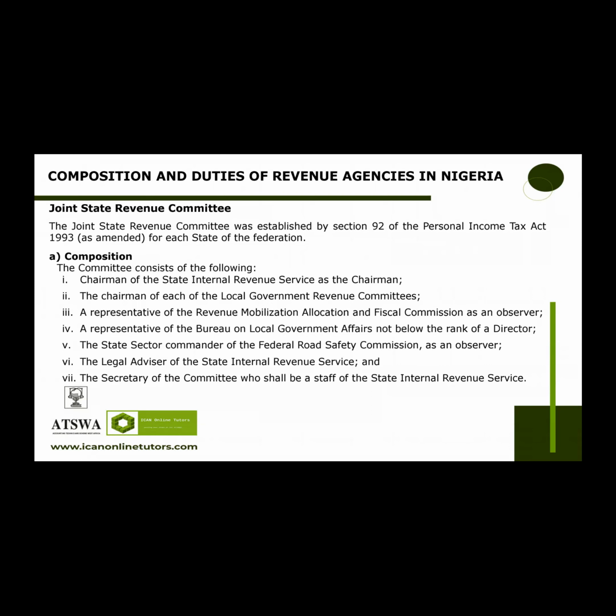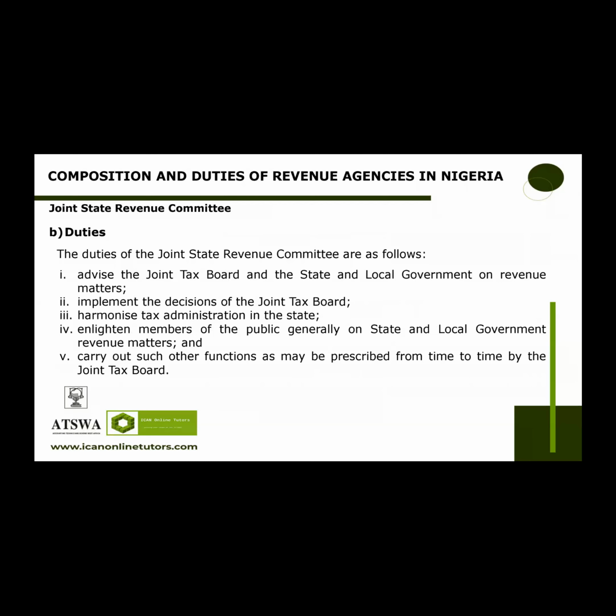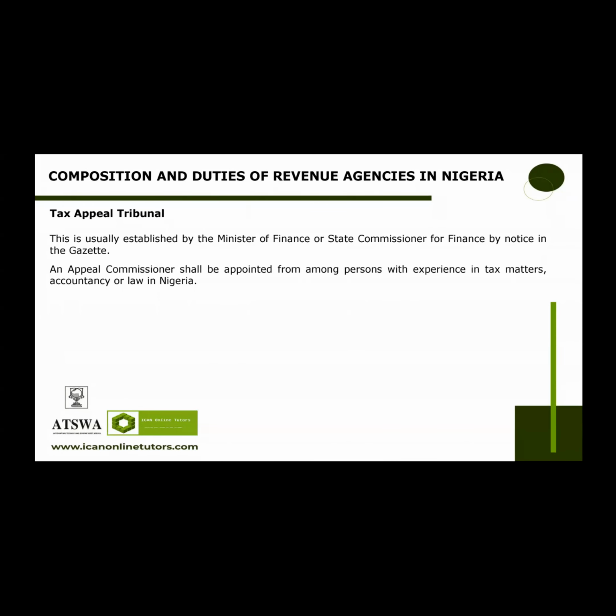Okay. Their duties include to advise the Joint Tax Board and state and local governments on revenue matters, implement the decisions of the Joint Tax Board, harmonize tax administration in the states, enlighten members of the public generally on state and local government revenue matters, and carry out such other functions as may be prescribed from time to time by the Joint Tax Board. Are we together? Okay.